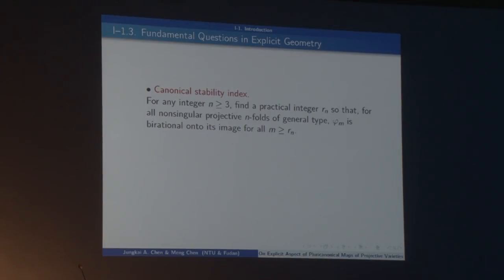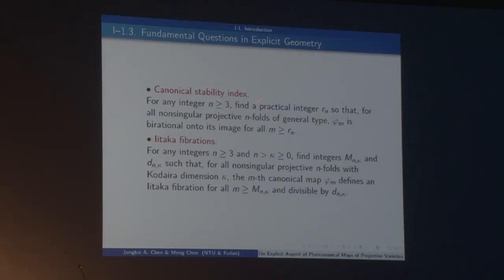Then it's natural to ask the question about the canonical stability index, which says that for any integer n greater or equal than 3, we try to find an integer r_n depending only on the dimension n, such that for all non-singular projective n-folds of general type, the m-canonical map is birational onto its image for all m greater or equal than r_n.